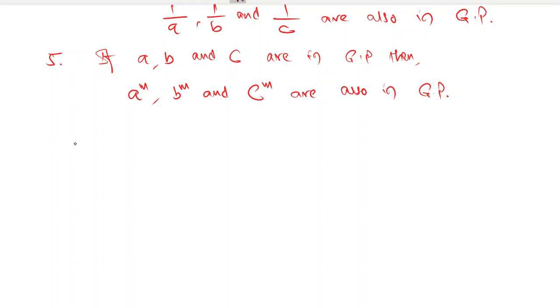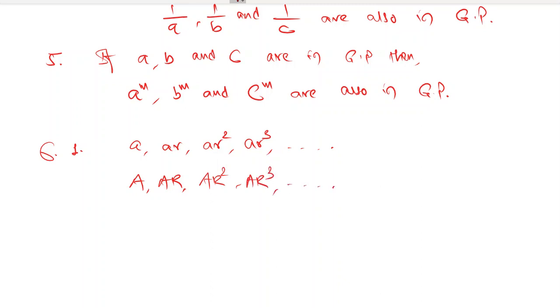Sixth property: if the corresponding terms of two different GPs are multiplied together, the resulting series obtained is also a GP. Suppose there are two GPs, A, AR, AR square, AR cube, and so on. Let there be another GP, altogether different, capital A, capital A capital R, capital A capital R square, capital A capital R cube. So these are also terms of a GP, right?